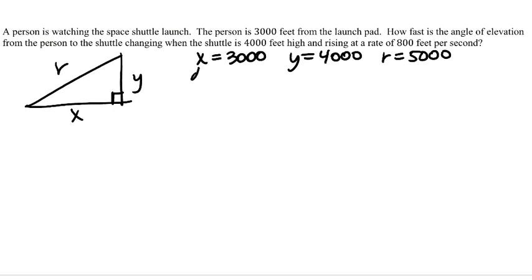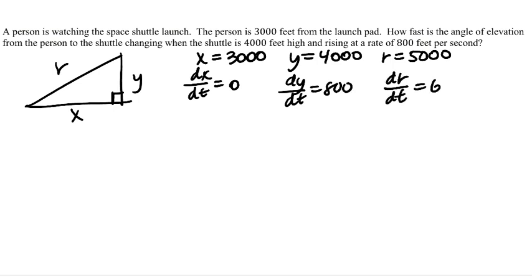We know the rates of change. dx dt is 0, dy dt is 800, and dr dt is 640. Not sure if we're going to need to use that. I don't really remember from last Thursday if we did. I think we do, though. And so we're interested in the angle of elevation from the person to the shuttle. That's going to be theta, where I marked it right there, that interior angle. Okay, so I'm looking for d theta dt.